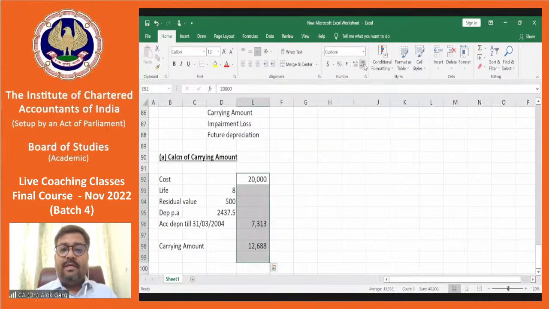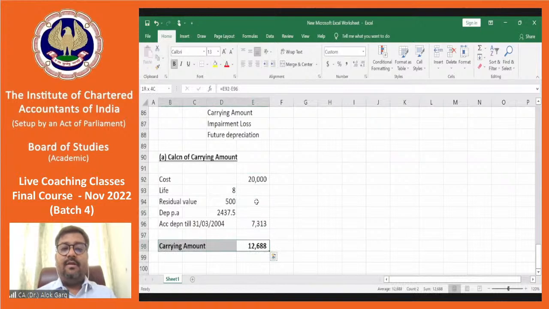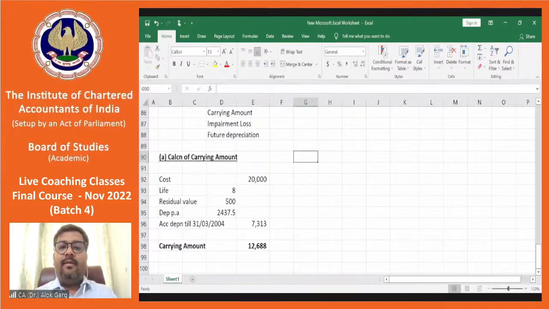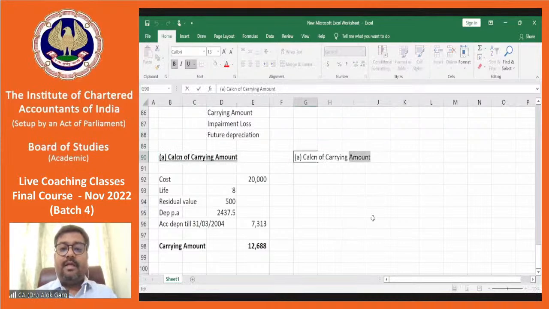I hope this calculation is clear to everyone, friends. Let me know if there is any challenge in this calculation. Good. Second calculation: calculation of value in use. After that, we will calculate the recoverable amount.